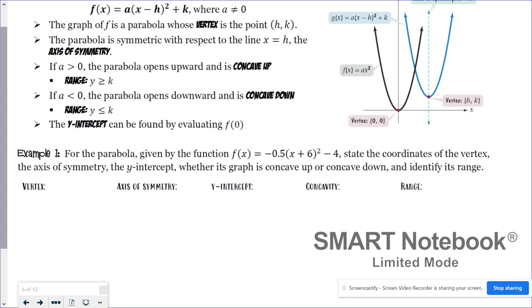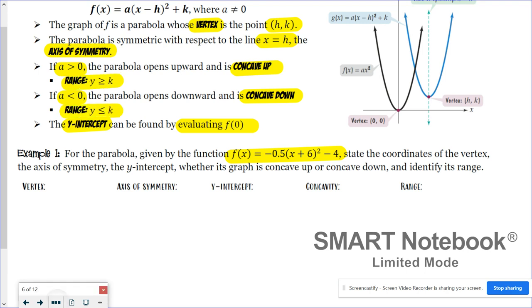Okay. So for the parabola given by the function, f of x is equal to negative 0.5 times the quantity x plus 6 squared minus 4, state the coordinates of the vertex. So the vertex will be that point h, k. Give the equation of the axis of symmetry. The axis of symmetry is that line, x equals h. Find the y-intercept. We're going to do that by evaluating f of 0. State whether it's concave up or concave down. That will all be dependent on the a value. If it's positive, it's concave up. Negative is concave down. And then also identify the range. I think a simple sketch is best there.